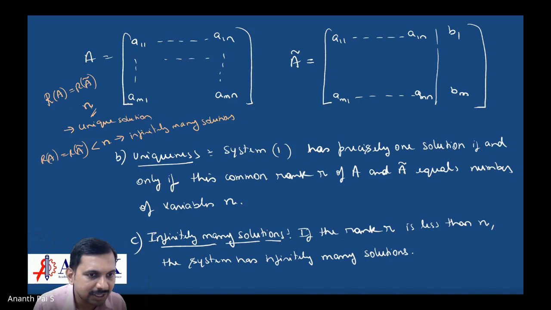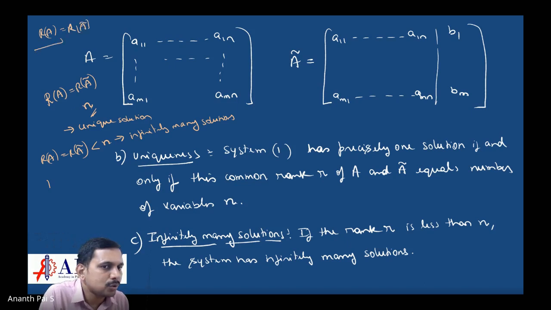So here, I'll repeat again, R of A is equal to R of A tilde. Two things are there. This is less than n, or equal to n. Equal to n, unique solution. Less than n, infinitely many solutions.